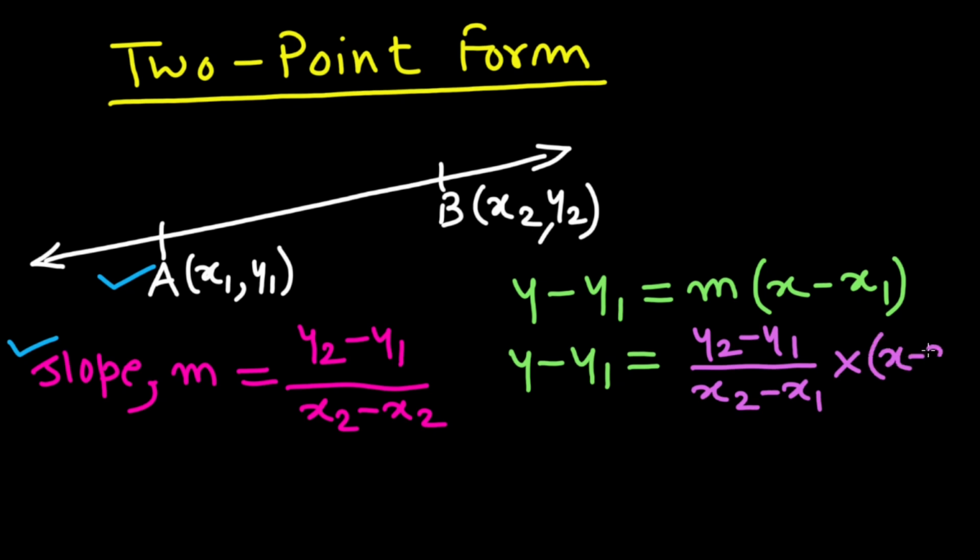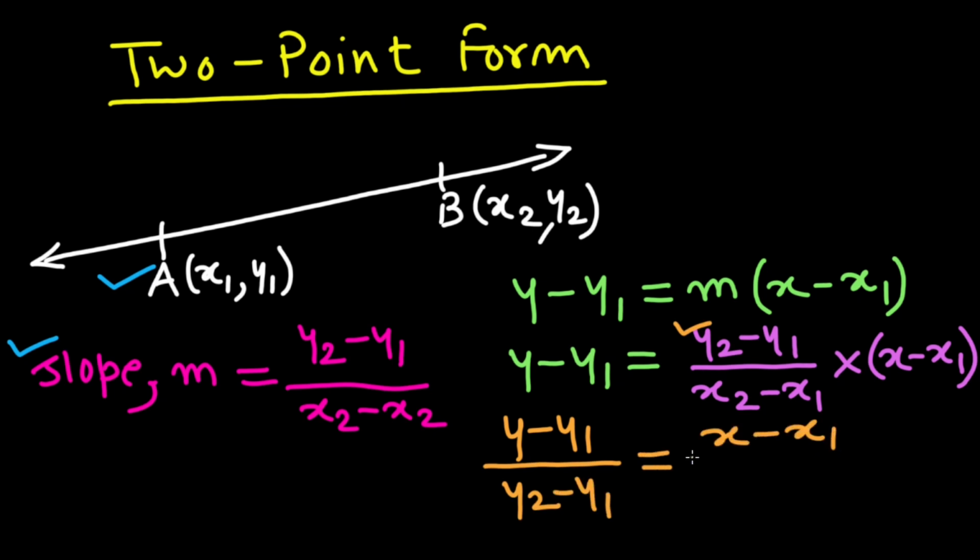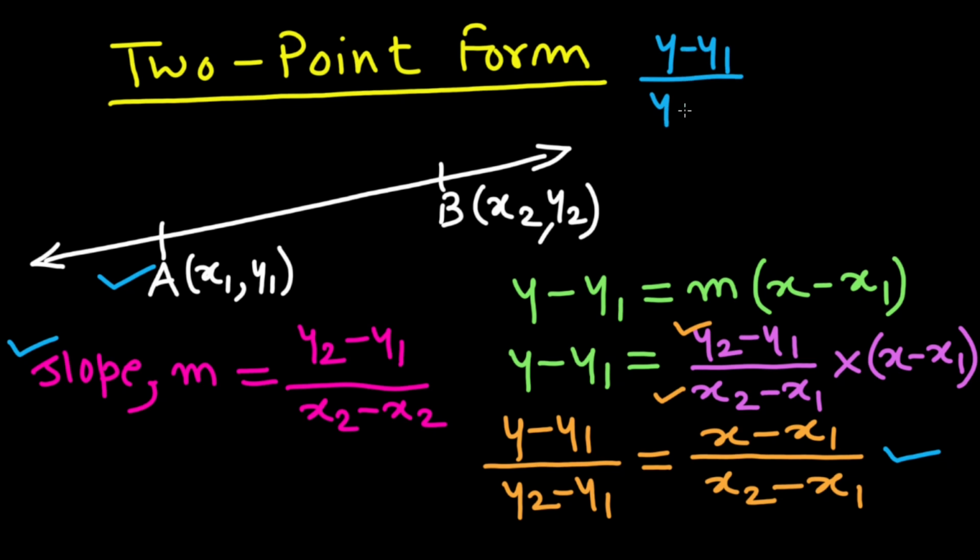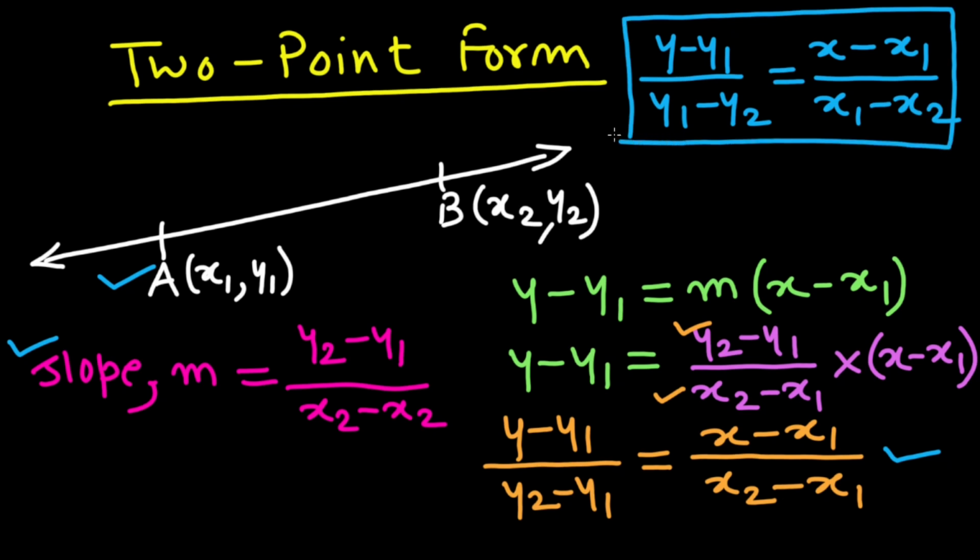multiplied by x minus x1. It can be written as y minus y1 upon y2 minus y1 equals x minus x1 upon x2 minus x1. We can also write this form as y minus y1 upon y1 minus y2 equals x minus x1 upon x1 minus x2. So this is known as the two-point form of equation of a straight line.